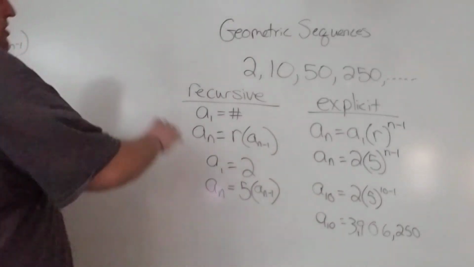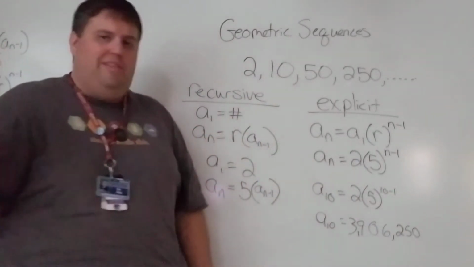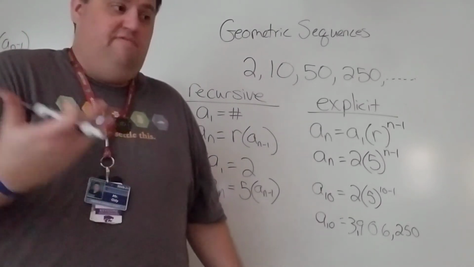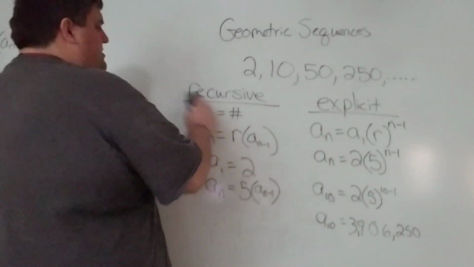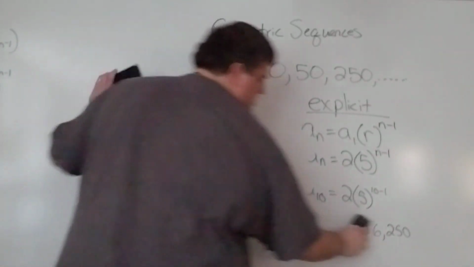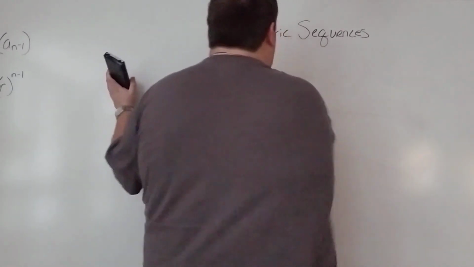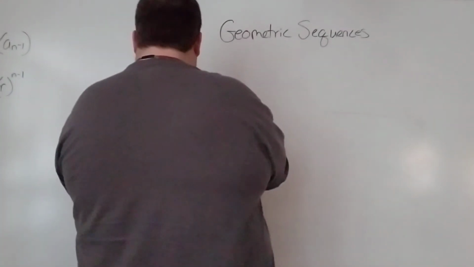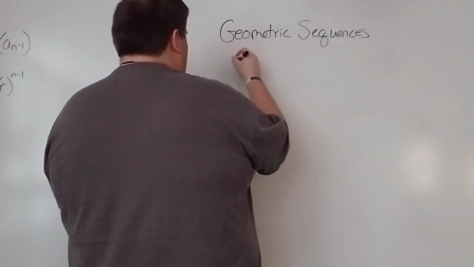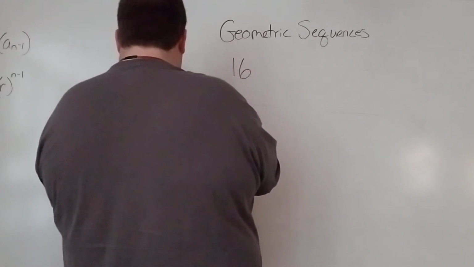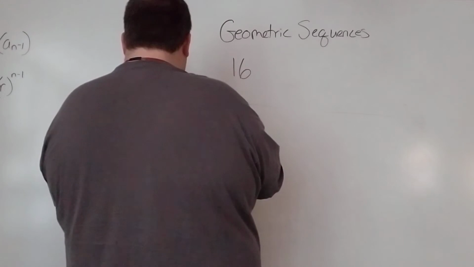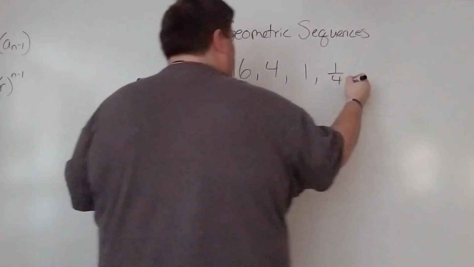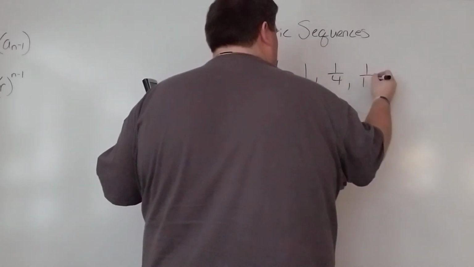Cool. So there's my recursive and my explicit. It's very much, if you were good at the arithmetic sequences, it's going to really piggyback off of that. Very similar. Let's do one more of these, and we'll talk about both formulas. So let's say we had 16, 4, 1, 1/4, 1/16.